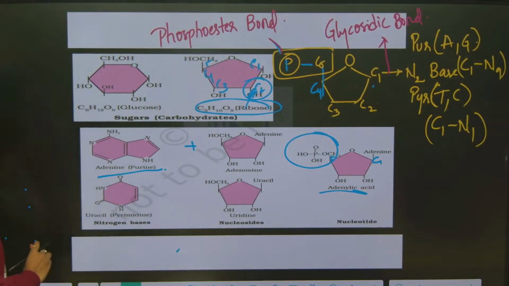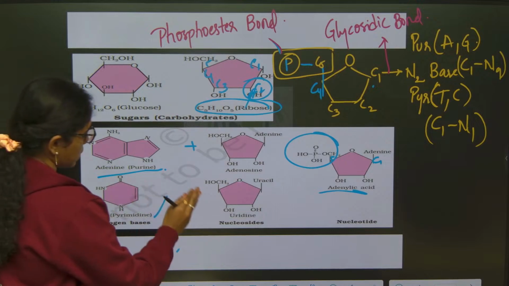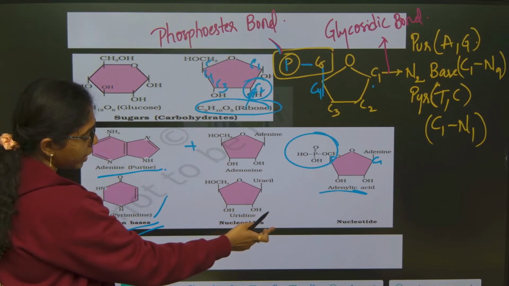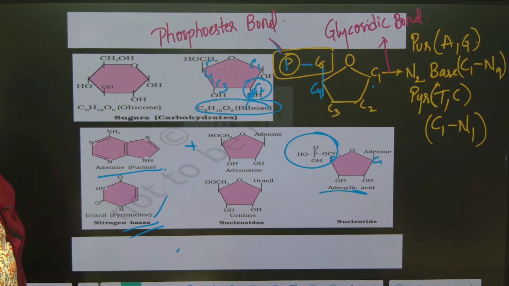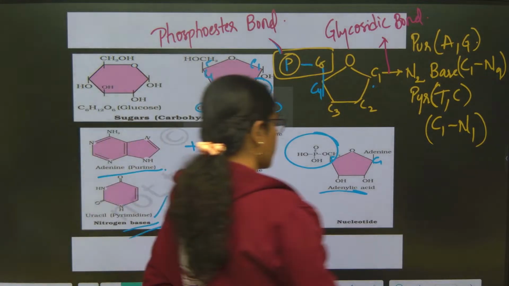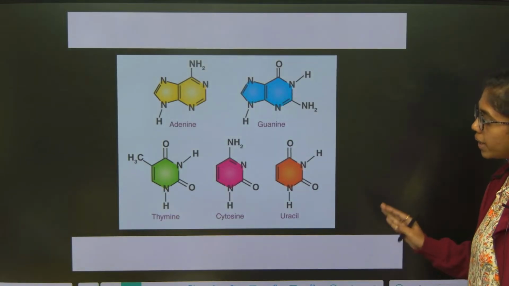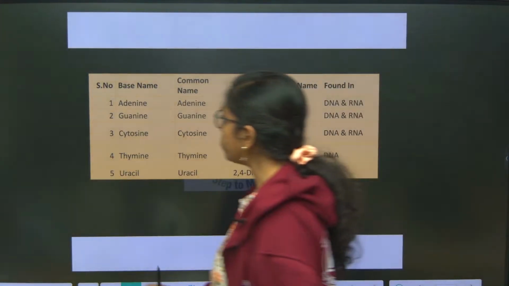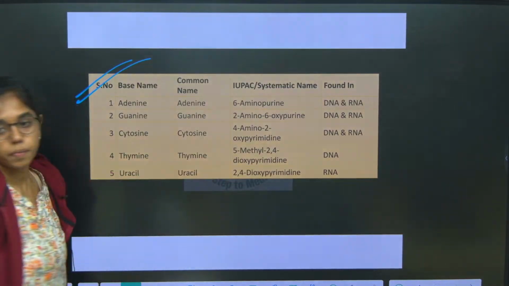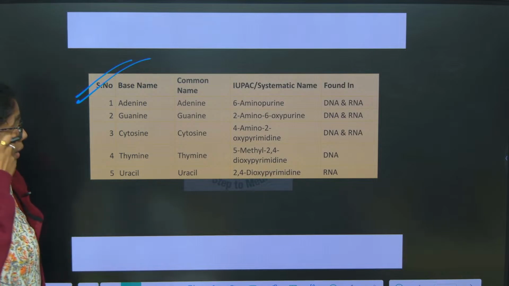Now you see the pyrimidine, uracil. This uracil nitrogen base is bound to which sugar again? Ribose sugar. It will form uridylic acid. Clear, right? Any doubt anywhere? Next. So these are the different nitrogen bases we have: adenine, guanine, thymine, cytosine and uracil. You should be clear with the IUPAC names. Look into that clearly.